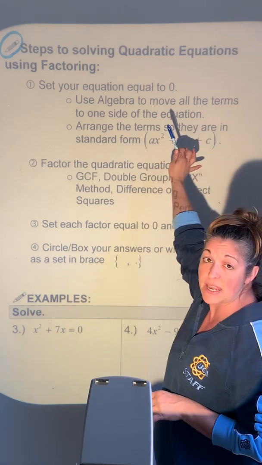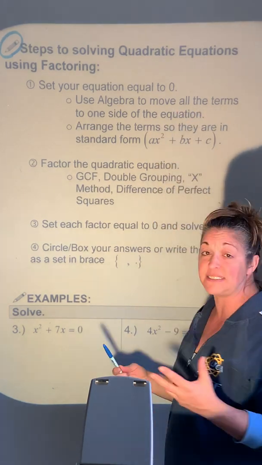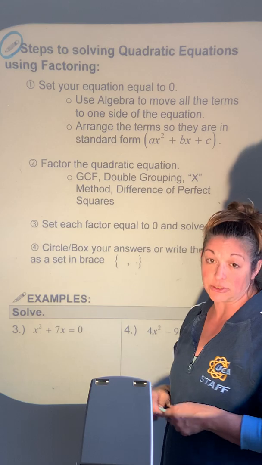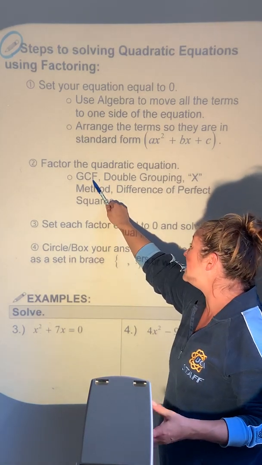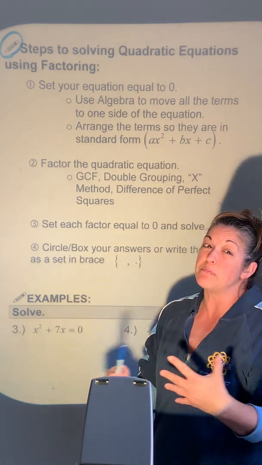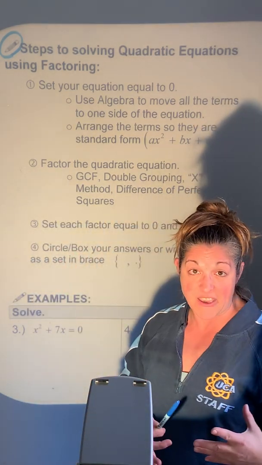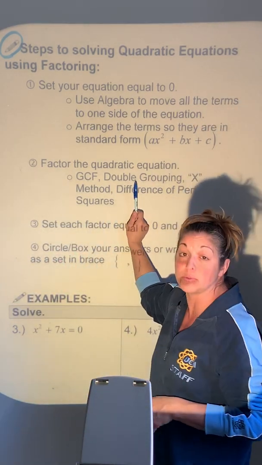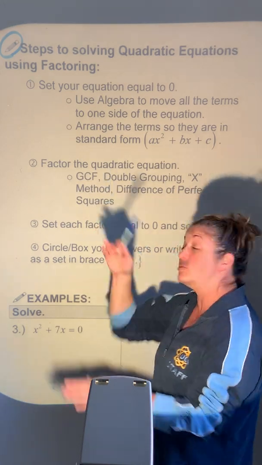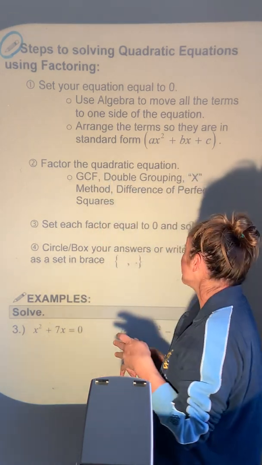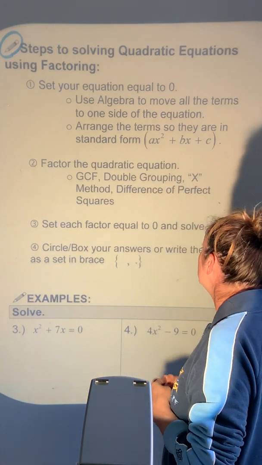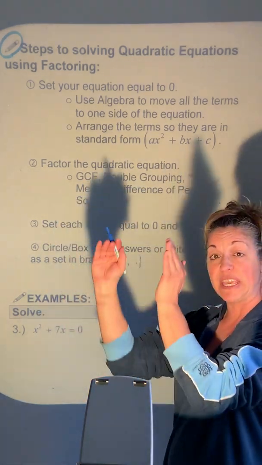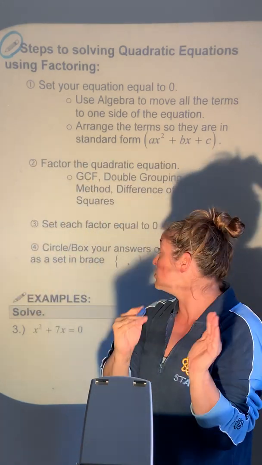Once we have it set up with everything on the one side and 0 on the other, we're going to factor it, okay? Now, it could be that you just need to factor out a GCF. Could be that you're going back to the beginning of the factoring section where we did double grouping. Maybe you're going to do that X method they talked about. Maybe it'll be difference of perfect squares, but you will have to use some form of factoring so we can get those pieces that are being multiplied.